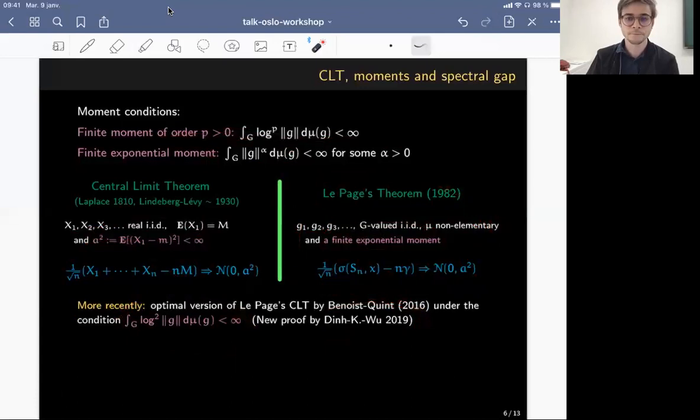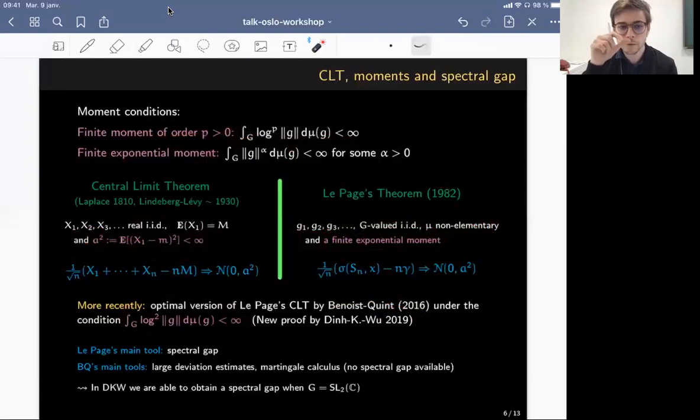Okay. So what are the main tools? The first main tool of Lepage is a spectral gap type of technique that I will detail in a minute. But the problem is that unless we ask this strong moment condition, we don't have a spectral gap, so we cannot generalize the proof. So what Benoist and Quint did, they developed an alternative technique using large deviation estimates and some martingale calculus, to overcome this lack of spectral gap in the case of two moments. And what we actually did in this paper is prove that there is a spectral gap with second moment, at least in the case of SL2C.